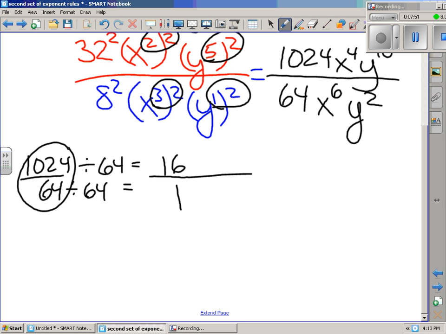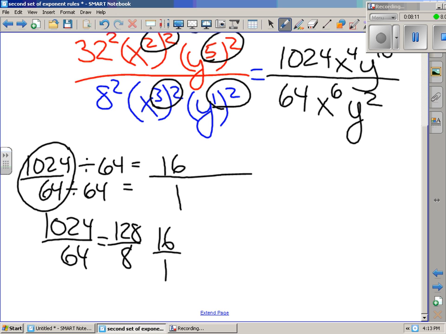Of course, if you didn't know right away that 64 went into both, you could start with 8. 1024 divided by 8, you'd get 128. 64 divided by 8, you get 8. And then you could try again. Maybe it's divisible by 8, maybe it's divisible by 4. Let's try 8. 128 divided by 8 is 16. 8 divided by 8 is 1, and we get 16 over 1. So 16 is in the numerator.